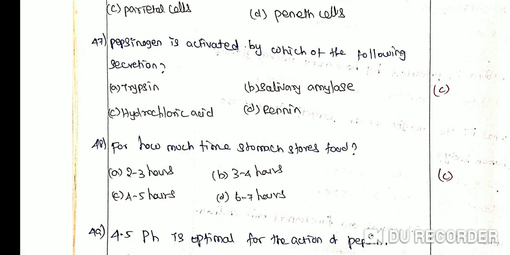Pepsinogen is activated by which of the following secretion? Option A trypsin, option B salivary amylase, option C hydrochloric acid, option D renin. The correct answer is option C hydrochloric acid. The proenzyme pepsinogen on exposure to hydrochloric acid gets converted into active enzyme pepsin, which is the proteolytic enzyme of the stomach. Pepsin converts proteins into proteoses and peptones.